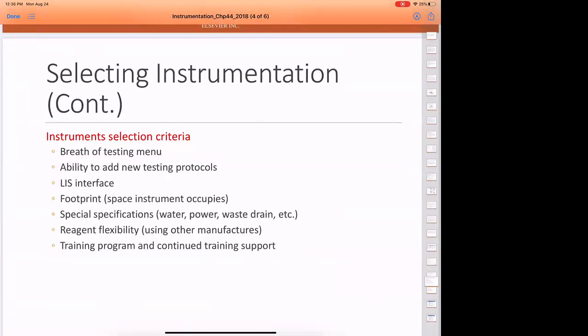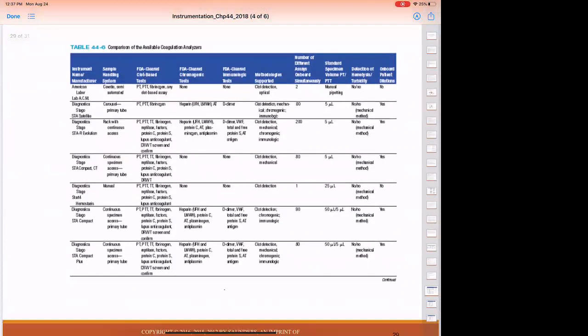The ability to add new testing protocols, how well it will interface with the laboratory information system, how much space does it occupy in the laboratory, and what are the special specifications in terms of the use of water, power, waste rate, etc. Another thing to consider that is very important is what is the reagent flexibility? If we ever run out of a particular reagent and we must do a patient in our lab, can we use reagents that belong to other manufacturers? Also, the training program and continued training support has to be considered because the staff in the laboratory will need to be trained. And if anything evolves with the instrumentation, how can the company assist the laboratory in retraining or continue to train the laboratory staff? So those are things that must be considered in order to purchase or acquire an instrument in the lab.